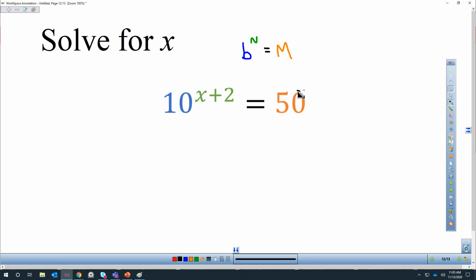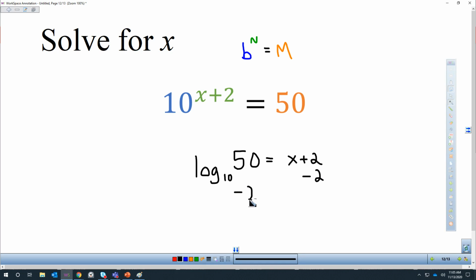So I can rewrite this using logs as log base 10 of 50 equals x plus 2. Okay, and now you're seeing the problem that we were anticipating, right? We don't have x by itself. We have x plus 2 over here, and it's equal to log base 10 of 50. So I'm going to have to do some work to get x by itself, which isn't a big deal here, right? All I have to do is subtract 2 from both sides.